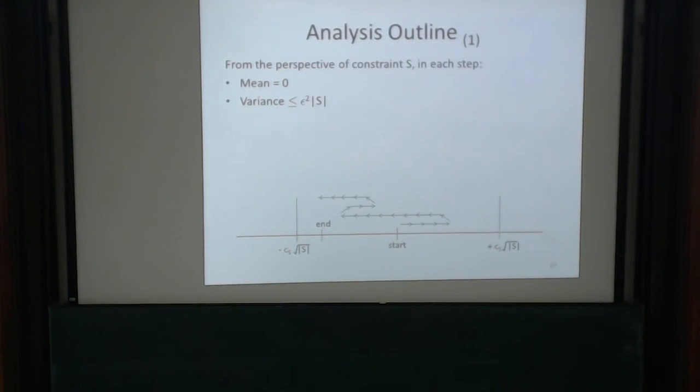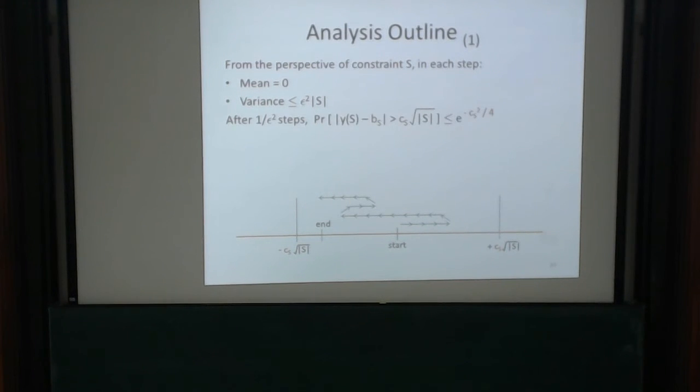So why should there not be too many degree violation type constraints that get tight? If we look at this process from the point of view of any constraint S, then what's happening in each step is a zero mean process, and the variance we can show is going to be at most epsilon squared times the number of elements in this particular constraint.